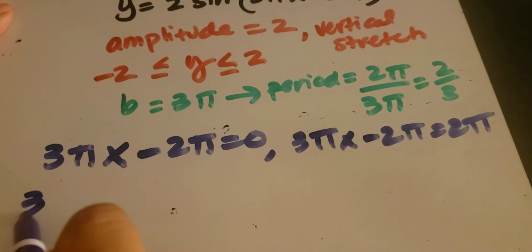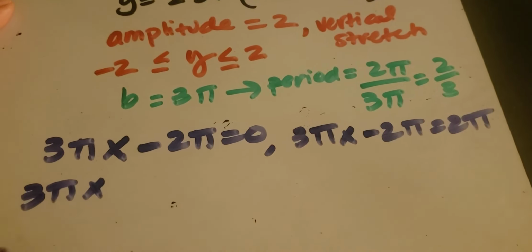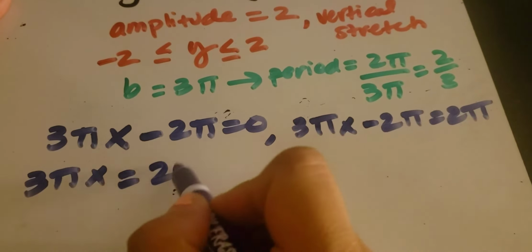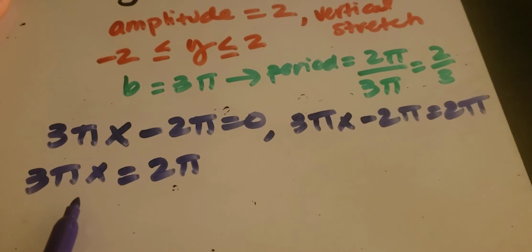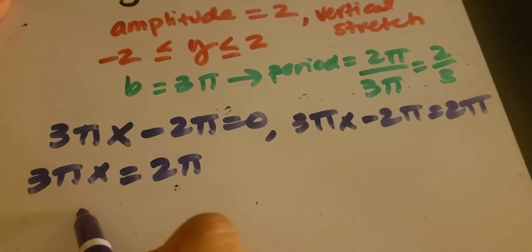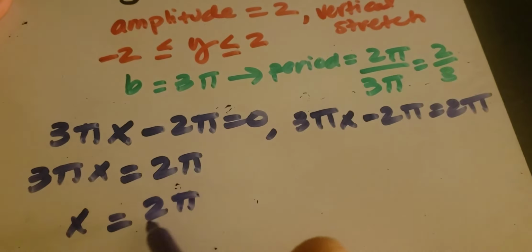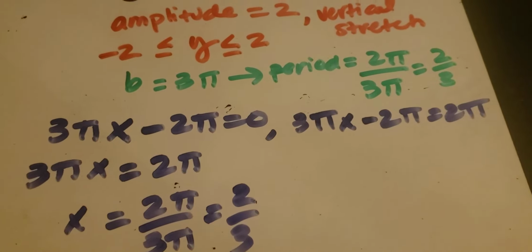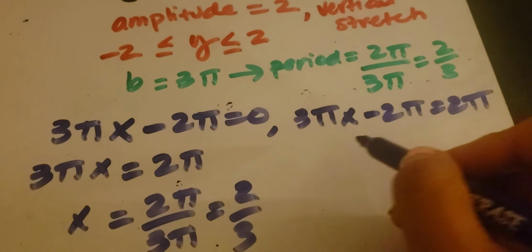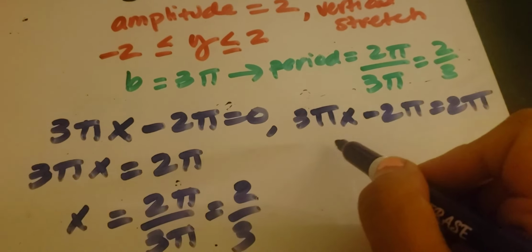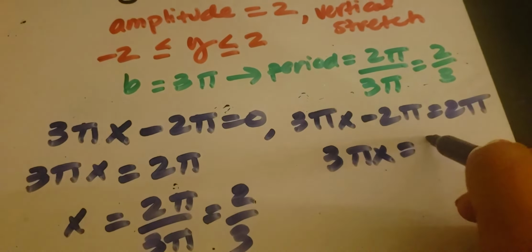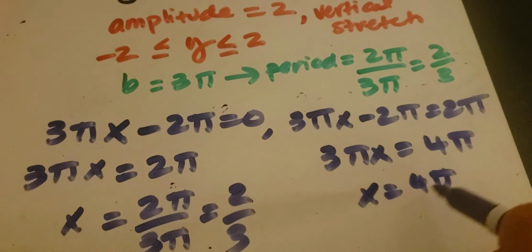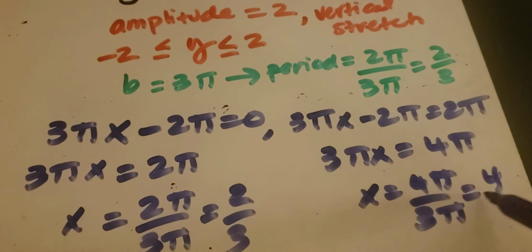So here we go. 3 pi times x equals 2 pi. And then again, remember we have to isolate x. So this would be x equals 2 pi over 3 pi, which is just 2/3. And now for the second one. Add 2 pi, we're going to get 3 pi x equals 4 pi. And then divide. So we're going to get x equals 4 pi over 3 pi, which is just 4/3.